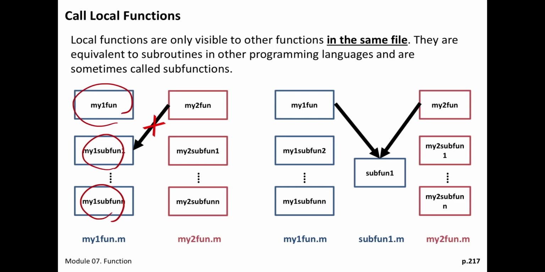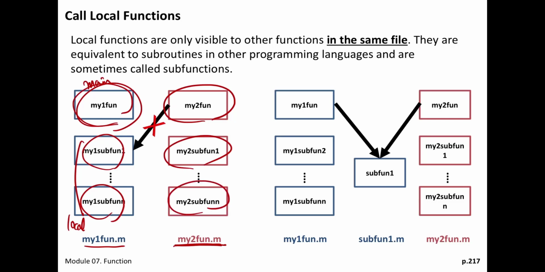The difference between the main function and the local function is that you cannot call the local functions from another file. For instance, this is my one function.m. This is the main function, and this is the local function. In my function, my two function is this one, just a function like this, but in this case, you cannot call this local function. You can call this function, but you cannot call this function.